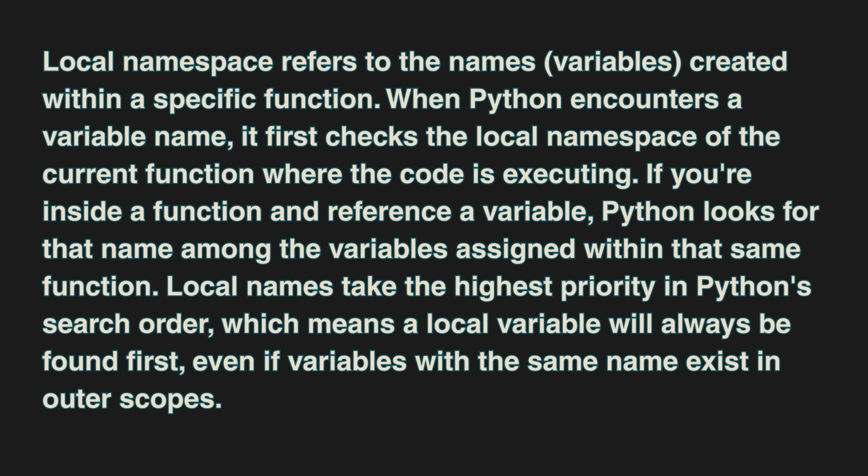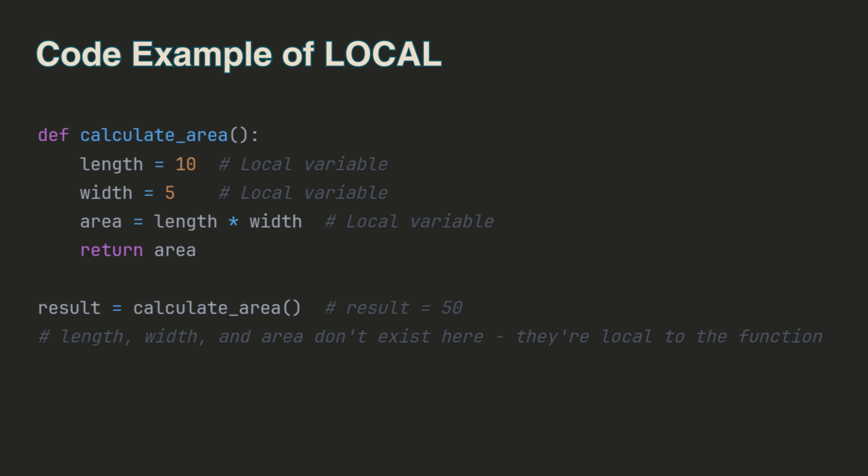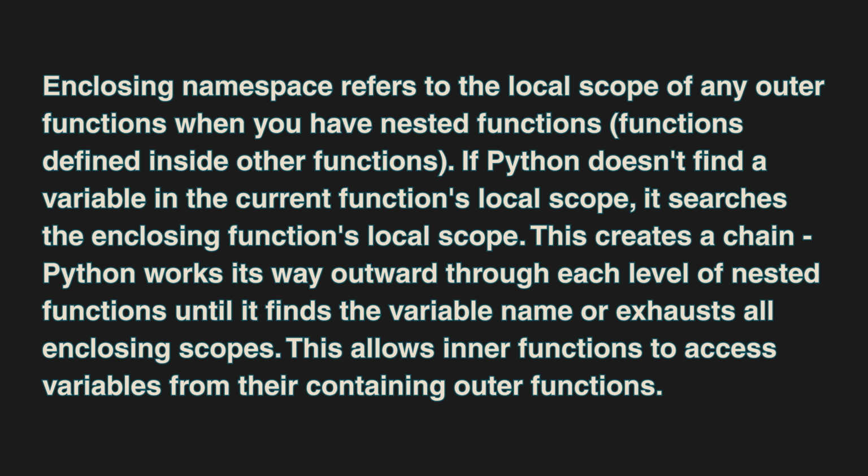First, local. Python looks for the variable in the current function where you're using it. If you're inside a function and reference a variable name, Python checks if that variable was created within that same function.